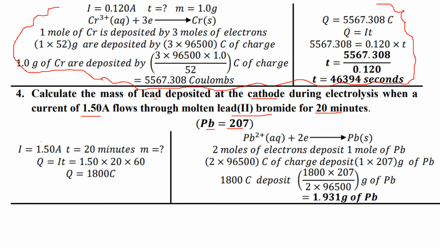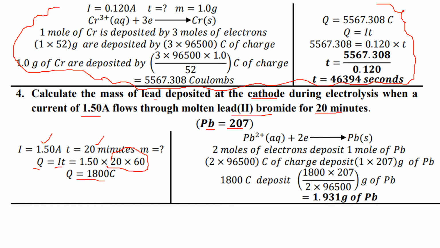So our current is 1.5 amperes. Time we are given in terms of minutes, but remember, time has to be converted to seconds. That's why, when you are saying that charge is equal to current times time, we converted our time in terms of seconds by simply saying 20 times 60. So the charge you got is 1800 coulombs.